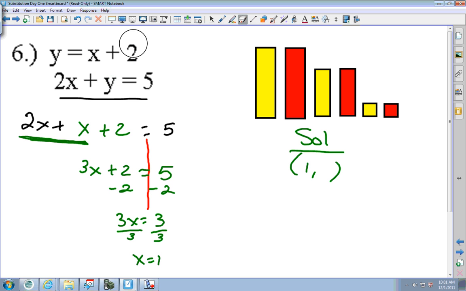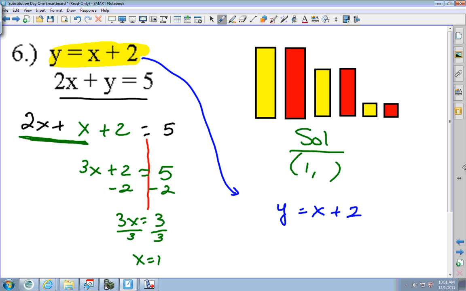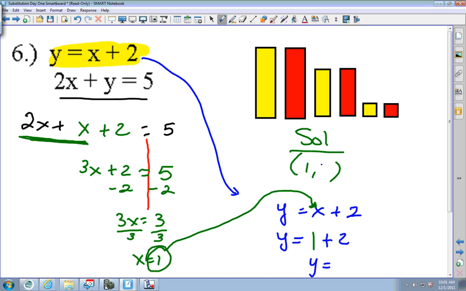Doesn't matter which one you choose. Remember, I'm going up here and I'm choosing the one that's in y equals or x equals form. That one right there. Bring this down. Y equals x plus 2. What did we just find x to be? X is 1. Put it in here for x. So I get y equals 1 plus 2. Well, what's 1 plus 2? 3. There's my solution. It crosses at 1, 3.